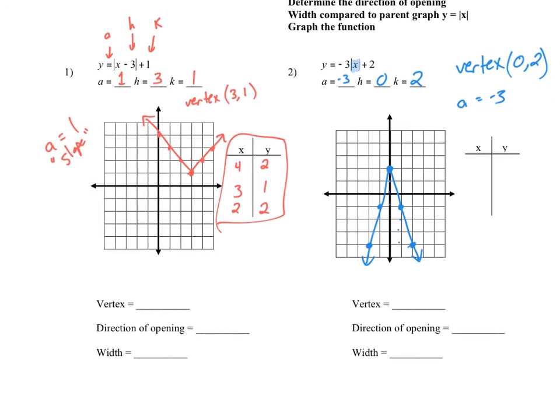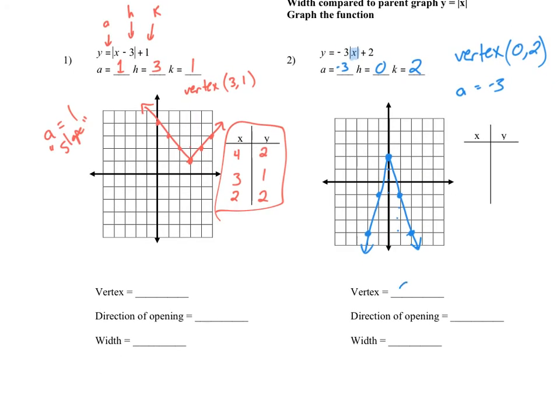So we have to fill in some blanks. The vertex we said was 0, 2. The direction of opening is down because A is negative. And the width for this one is narrower because A is -3. That makes it go down faster.